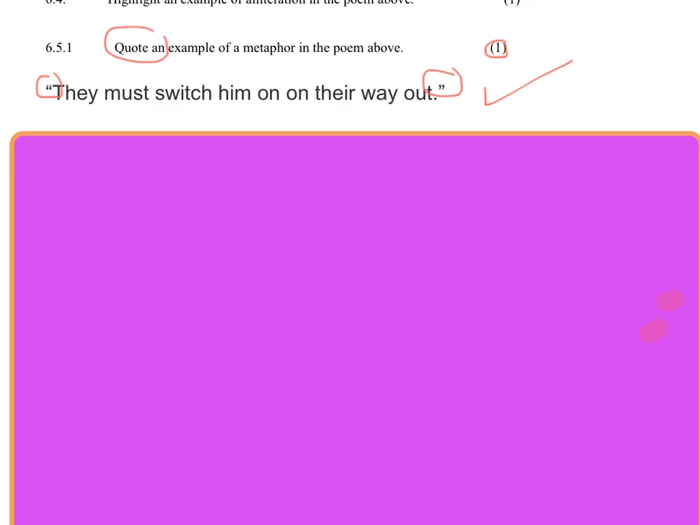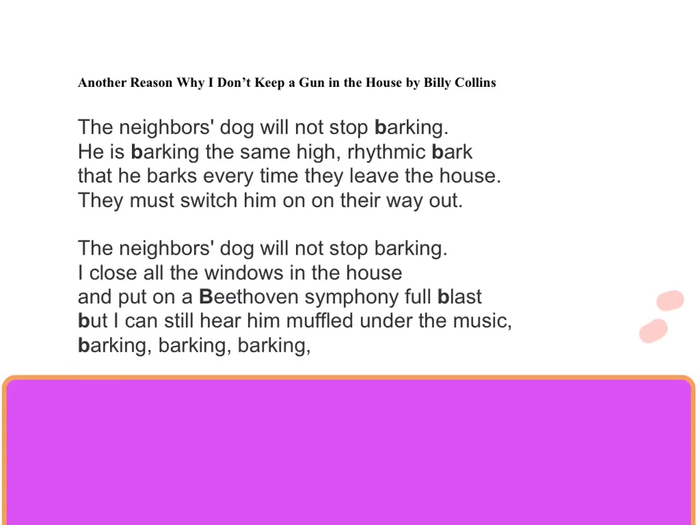They must switch him on their way out. So this poem is really speaking about a dog and what a noise it makes. So the poem tells us that the dog is barking the same high rhythmic bark that he barks every time they leave the house. They must switch him on their way out. So there's our metaphor. And they're comparing the dog to something. What would they switch on? A radio, a toy, a robot, something that has power that can be switched on as they leave. So that's what's being compared there.